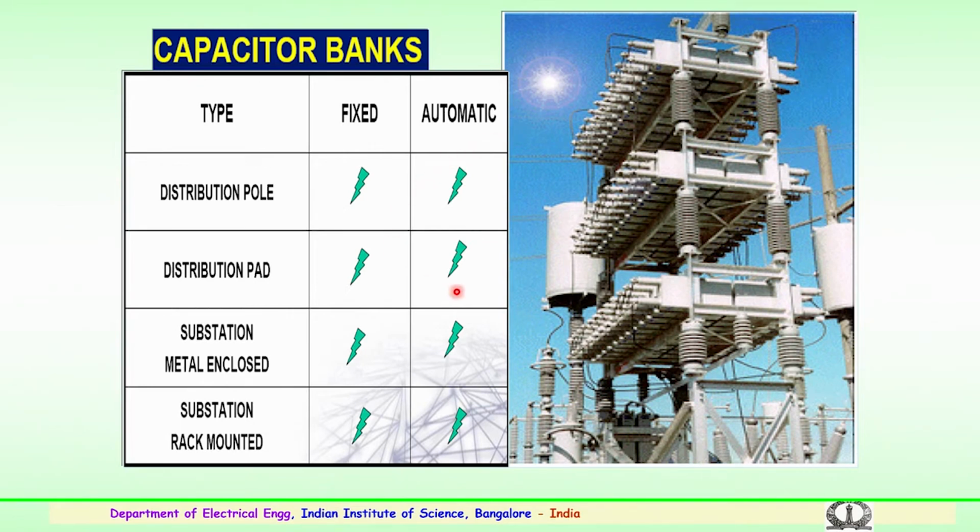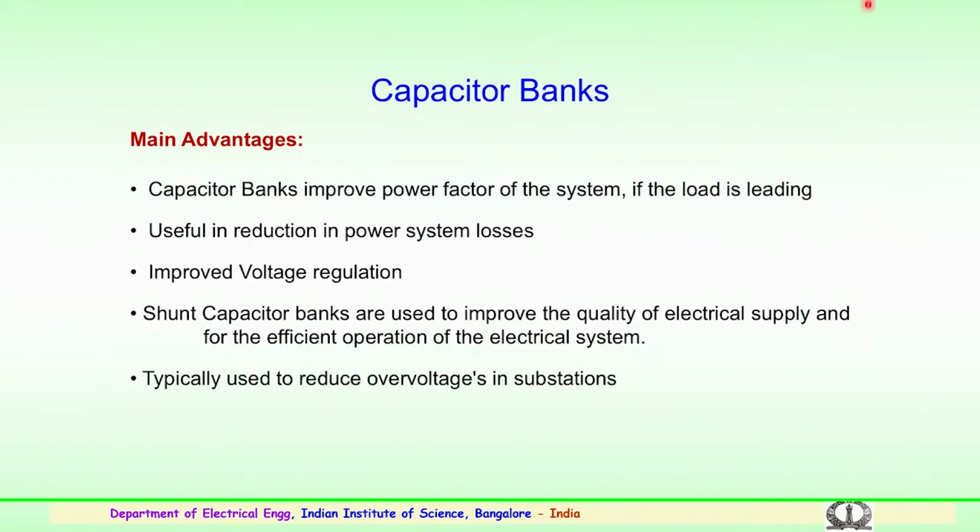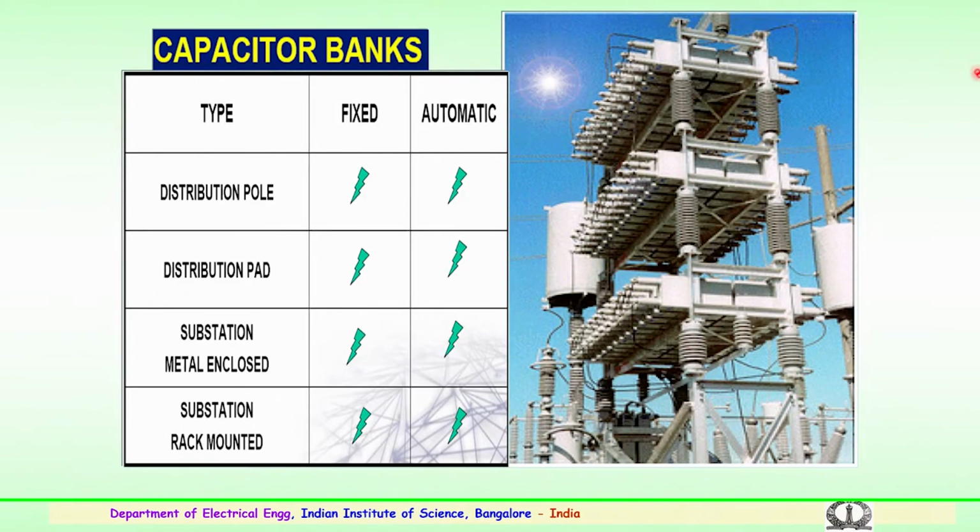The types of capacitor banks could be a distribution pole type, which could be fixed or automatic, or a distribution pad type, which could also be fixed or automatic. Sometimes metal enclosed capacitor banks are installed in a substation, again fixed or automatic. In some cases, there are also rack mounted capacitor units in the substation. This is one example used for the improvement of power factor and reduction in power system losses: an assembly of the rack mounted units of the capacitor bank.